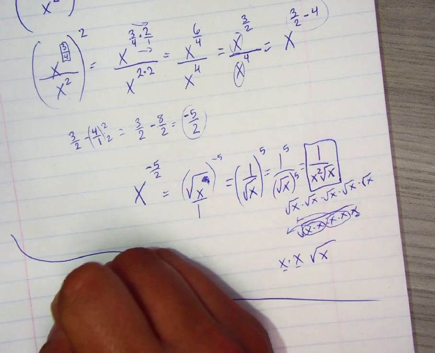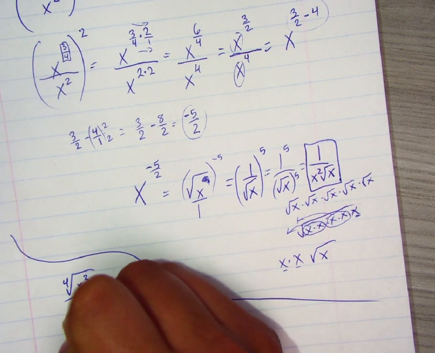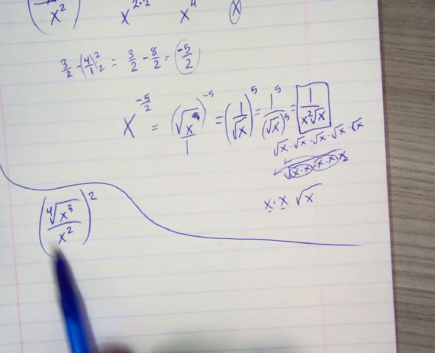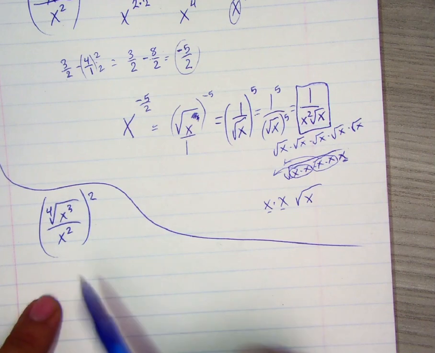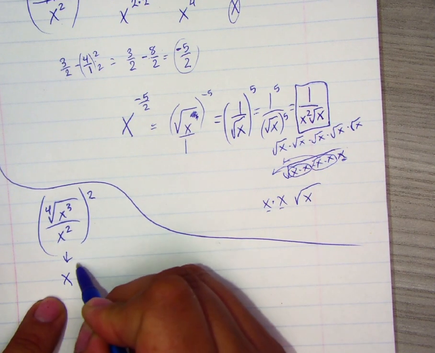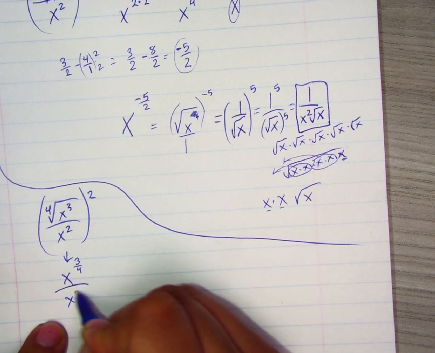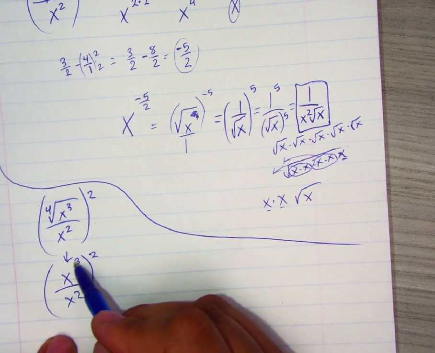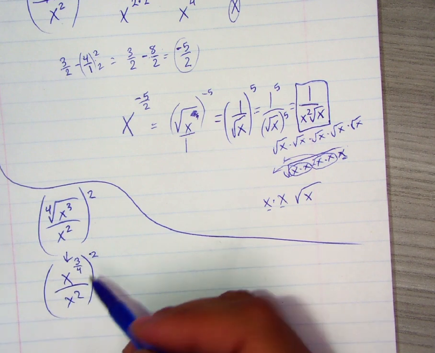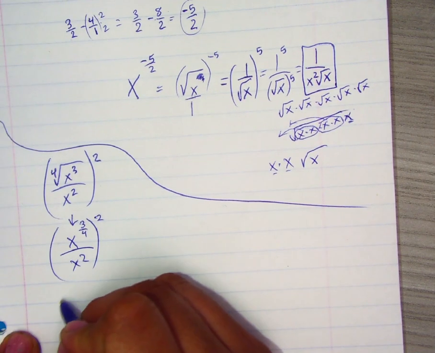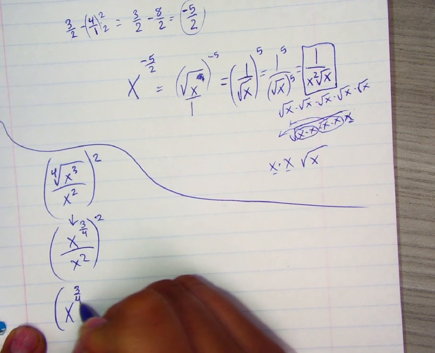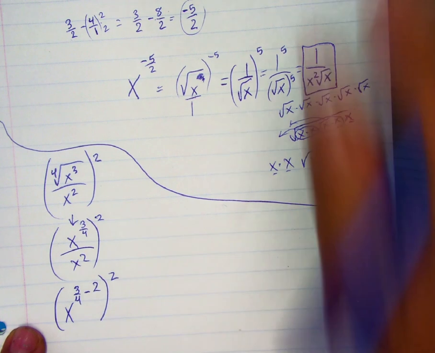Let's try another way. So now the other way is, instead of distributing the power to power, we're going to focus on the inside. On the inside, you notice you have two x's as base. They have in common. So turn this into a fraction. You still got to rewrite this as a rational exponent of 3/4. And now, instead of distributing the 2, we're going to focus on this. We're going to subtract the exponents, because that's what the rule says. If you're dividing the same base, you subtract the exponents. So now we're going to have x 3/4 minus 2 to the second power.